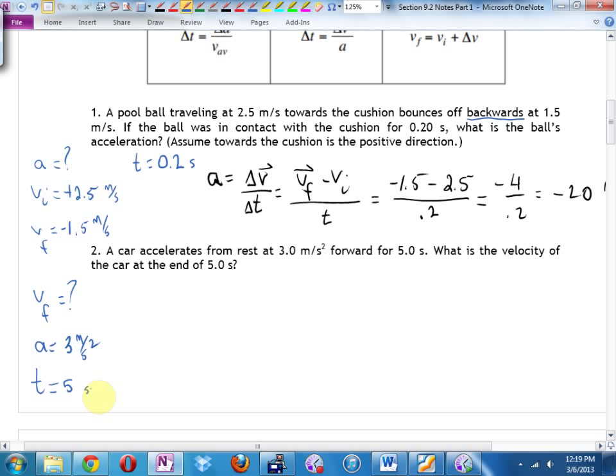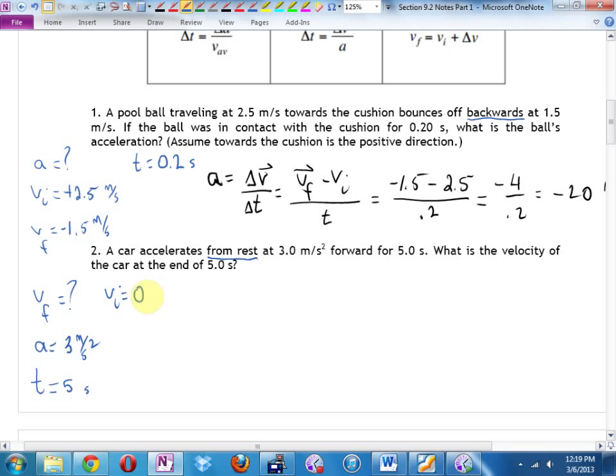There is one more thing that they told me, but they told it to me in English, not as a number. Can anybody see it? From rest. Let's all underline the words from rest. What does that tell me? What's 0? Initial what? V initial is 0. What are they asking me to find? That's why I wrote that.